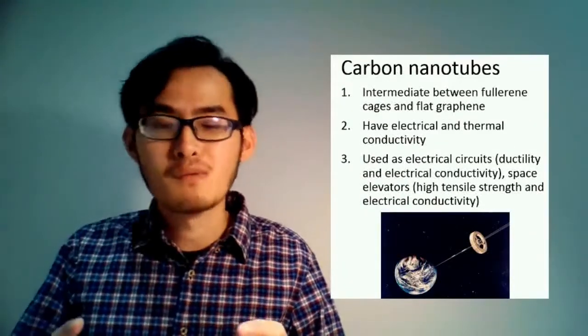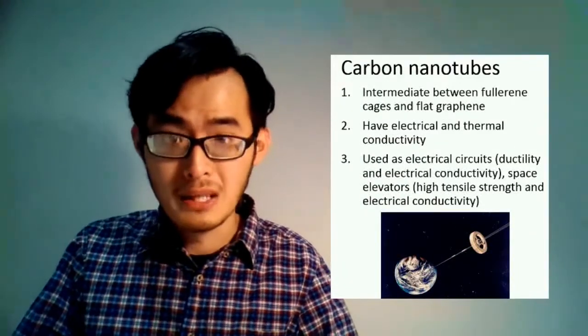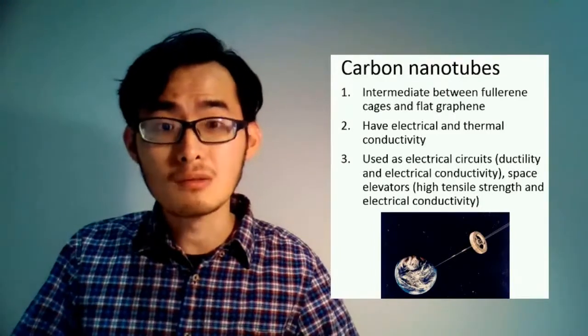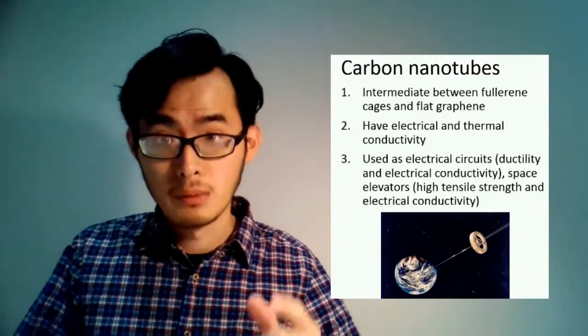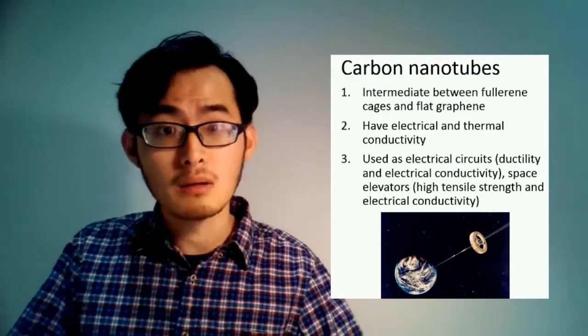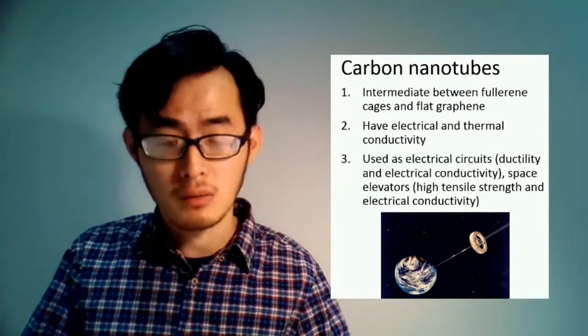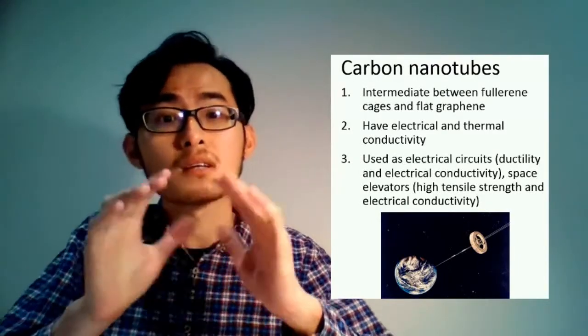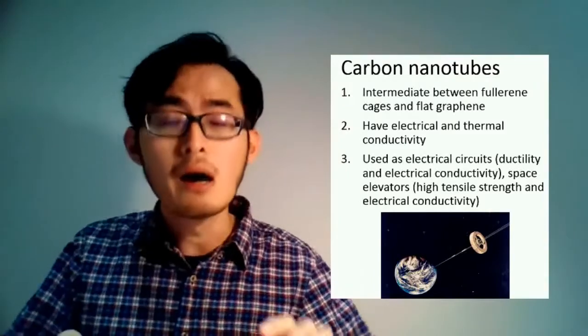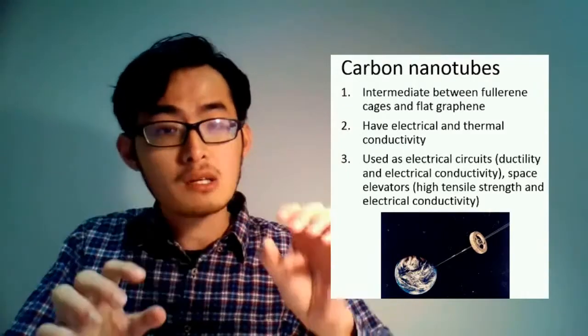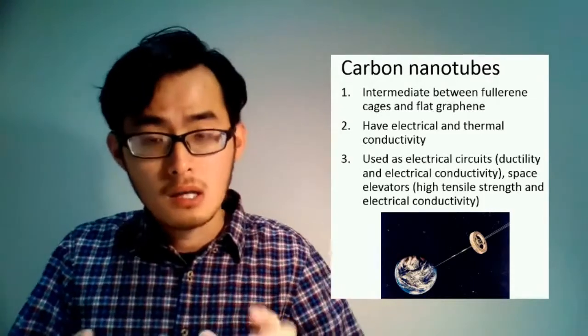The final concept that we're looking at today is known as the carbon nanotubes. There are 3 things that you need to know about carbon nanotubes. Number 1, it is an intermediate between Fullerene cages and flat graphite. So you can picture that it is a single atom thick layer. At the same time, in terms of the cage, it has the Fullerene structure.